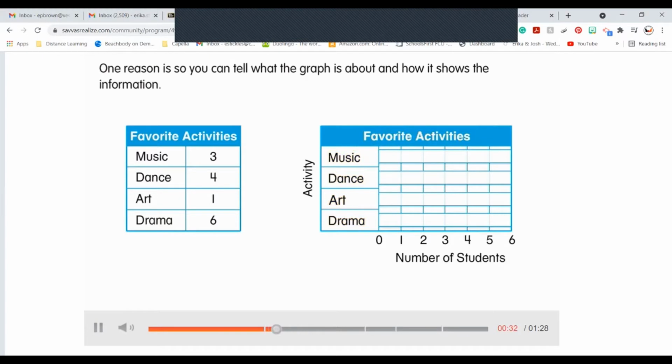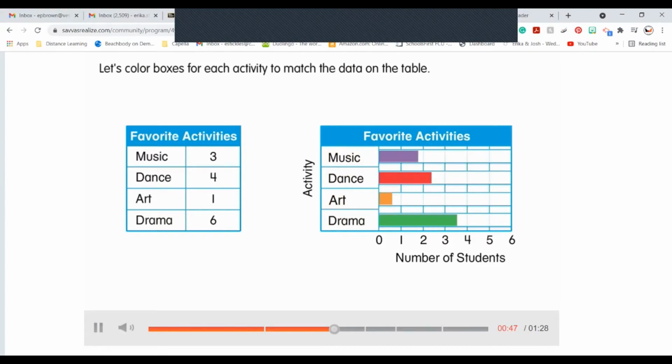One reason is so you can tell what the graph is about and how it shows the information. These labels tell you what the activity is. The numbers tell you how many children like each activity. Let's color boxes for each activity to match the data on the table.